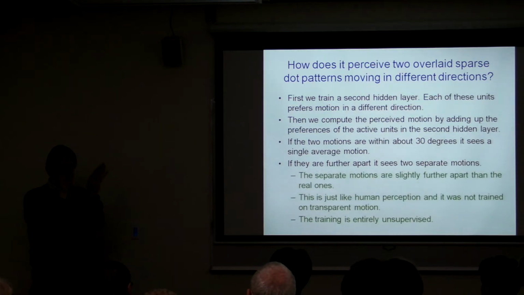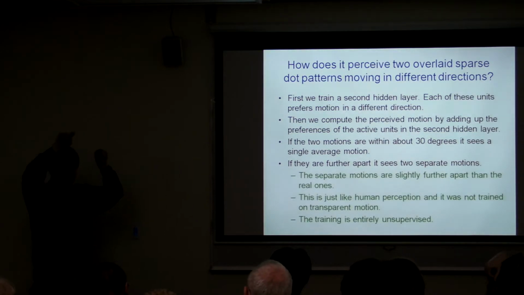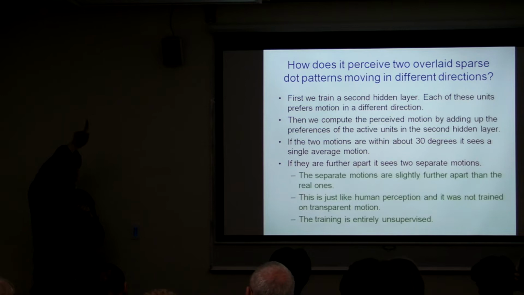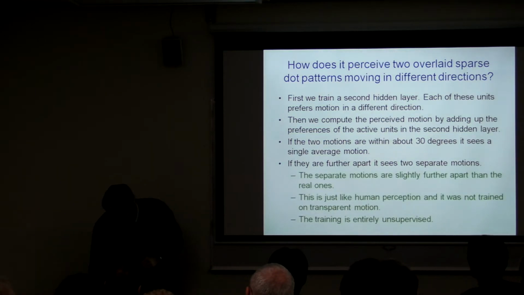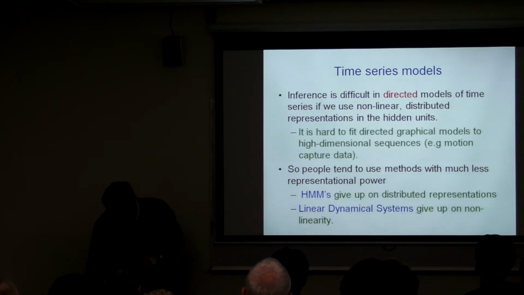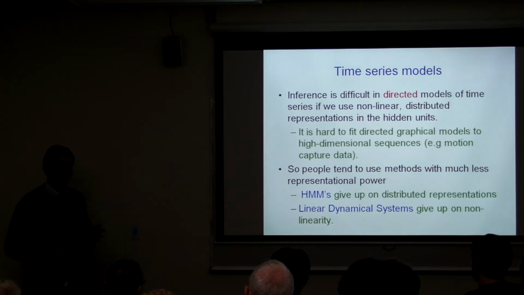If you give it two dot patterns moving within about 30 degrees, you get one big mode there. It's seeing one direction of motion at the average. If you move them beyond about 30 degrees, you start getting two modes, and what's more, they're slightly repelled. That's just what happens with people. So the claim is this might have something to do with how people perceive motion. It's a rather weak claim, but at least it does the right thing, and it was never trained on transparent motion, and it never saw a label in its life.